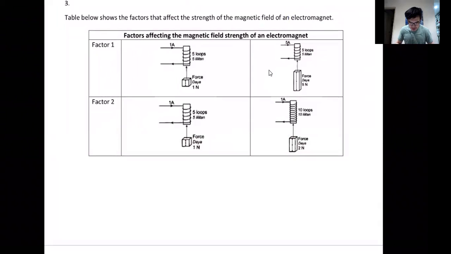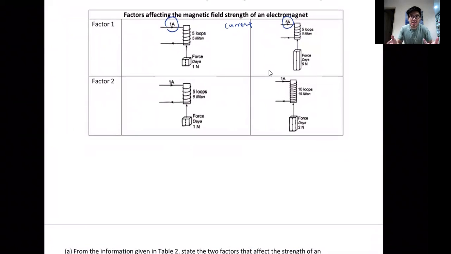So the first one, you have 5 loops. Okay, that means there's 5 circles. Okay, and 1A. And this is 5 loops and 5A. So the difference is this. Okay, the current, the electricity. So if I use more electricity, can you see I can pull more weight? I can pull more weight. Okay, the stronger the electromagnet is, if I give it more electricity. Okay, makes sense, right? More electricity, you give it the stronger magnet it becomes.